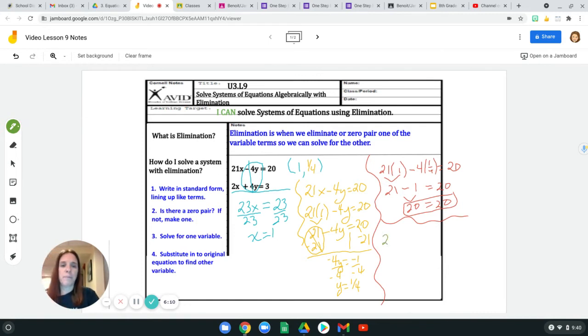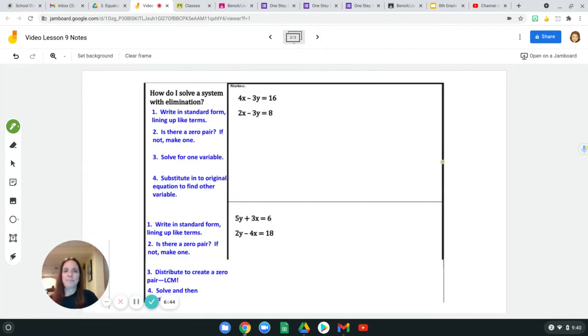So now we're going to do 2 times 1. I'm just substituting that ordered pair in for x and y, plus 4 times 1/4. And that should equal 3. This is 1/4. 2 times 1 is 2. 4 times 1/4, we just did that above. That was 1. 2 plus 1 is 3. Oh, look, it worked. Hooray. So this is our point of intersection, or the solution to the system. Let's look at a couple more examples.